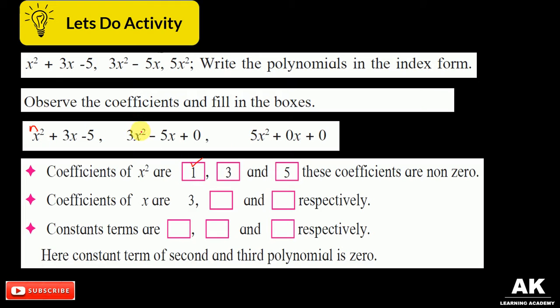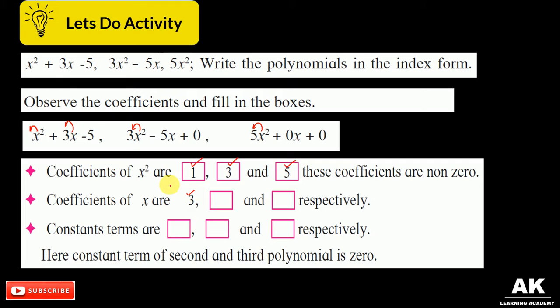Then in the second equation, what is the x square coefficient? 3. Okay. In the third equation, what is the x square coefficient? 5, right? That's why it is 5. What is the coefficient of x? The coefficient of x in the first equation is 3, right?